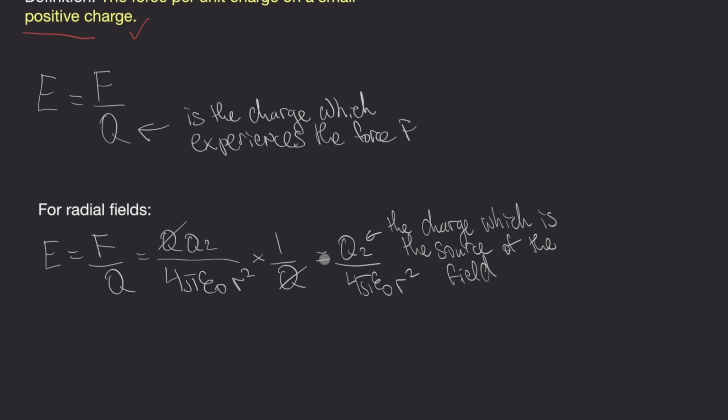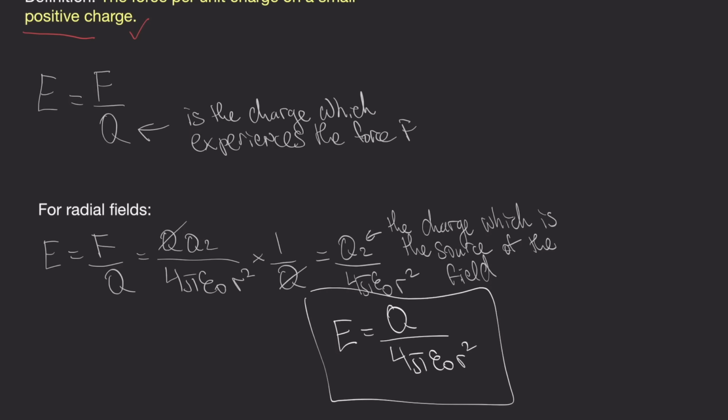The index is actually typically removed, so people tend to, in general, just write that the electric field is given by Q over 4 pi epsilon naught r squared. This only applies for a point charge or for a spherical charge, essentially for radial fields only. On the other hand, E is equal to F over Q can be applied for any electric field out there.